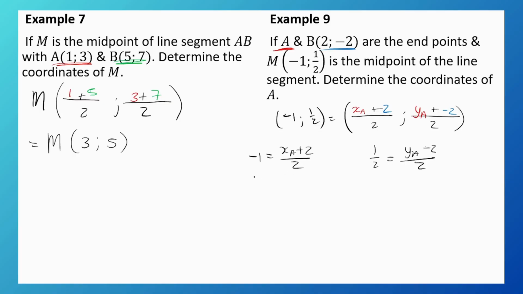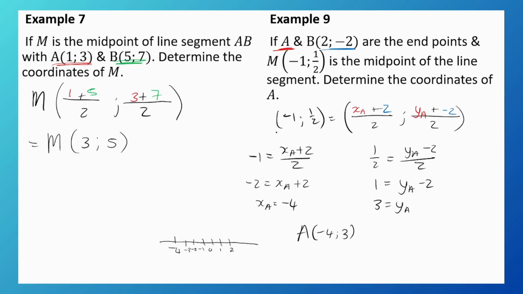So you would first multiply by 2, so you'll get -2 is equal to xa plus 2, and then you subtract that 2, so xa will be equal to -4. Similarly here, we multiply by 2, then you'll get 1 is equal to ya minus 2, and you add 2, so 3 is ya. Then they ask you for the coordinates, so you just put the information you got back together. So A is (-4, 3). Okay, and you can test this.